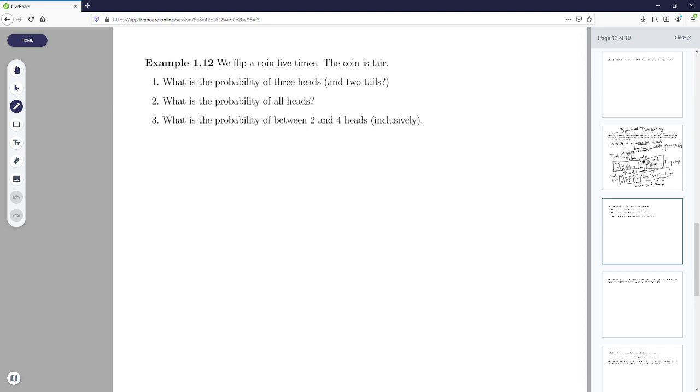So the point of the work that I just did was to prove that the binomial distribution is in fact a probability distribution. It doesn't really matter for what I'm about to do.